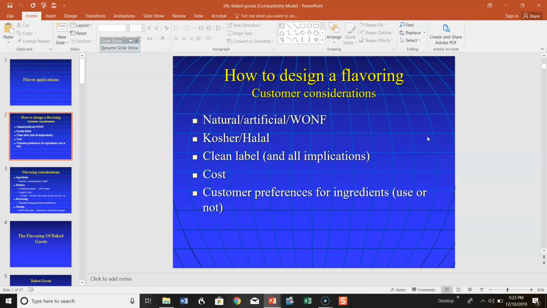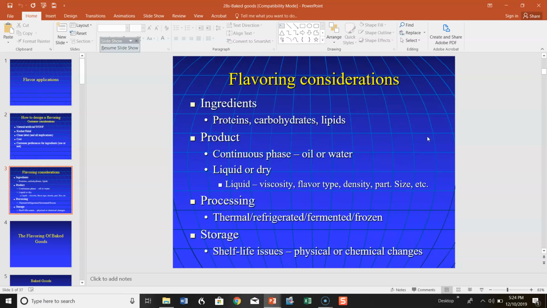So flavor applications, how to design flavoring. Well, when it comes down to it, basically, you're going to deal with a company, you're going to deal with hopefully a scientist. And these are some of the things that you ask, basically. And this is what we talked about when we talked about creation. What are the considerations when you start thinking about a flavoring material? And so natural, artificial, WONF, kosher, halal, clean label, and so on. There's a lot of considerations.